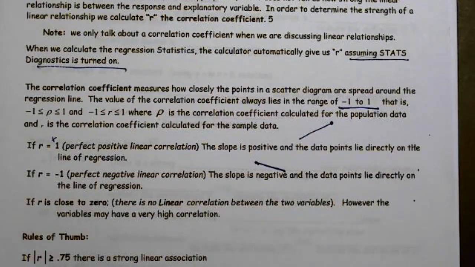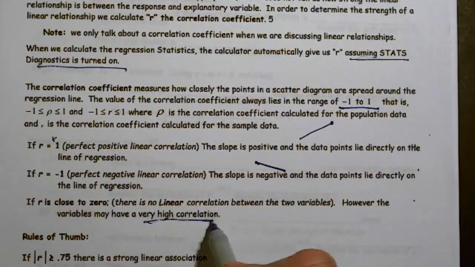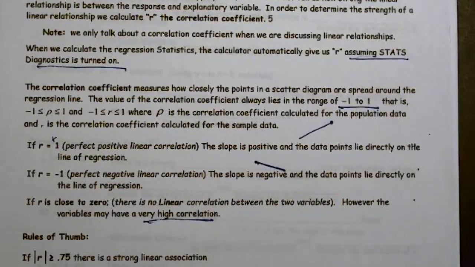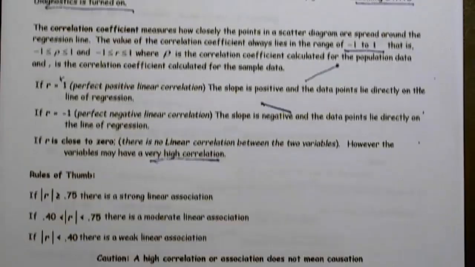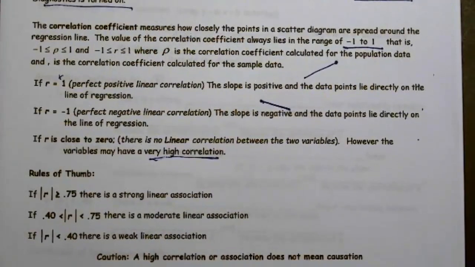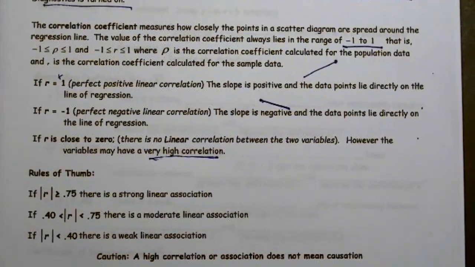Just because there is no linear correlation does not mean the variables might not be correlated. It just means that a line, a linear equation, is not appropriate. So how strong is strong? Well, these are rules of thumb. They seem to work fairly well for AP.